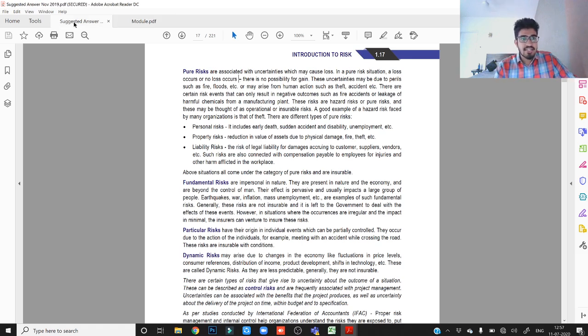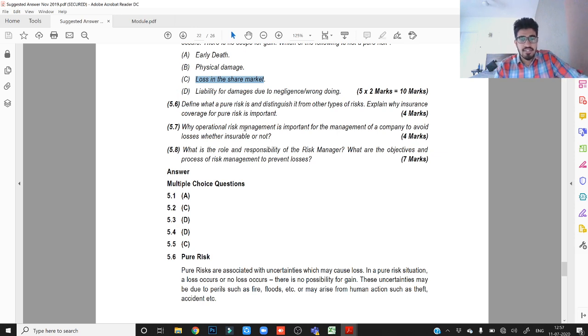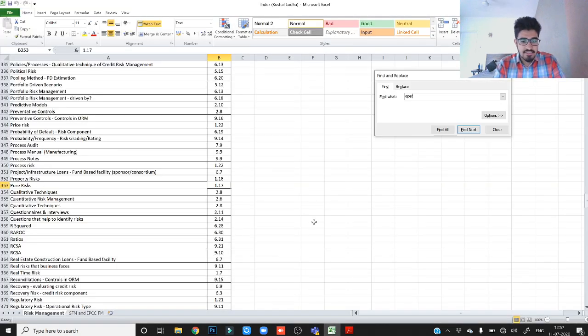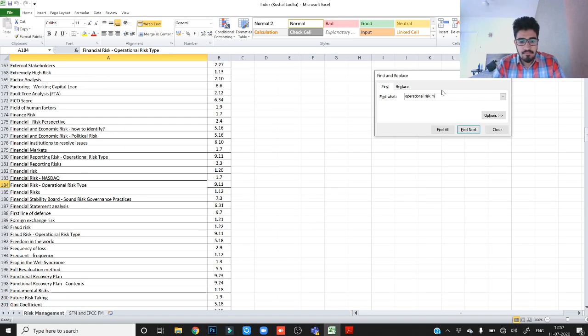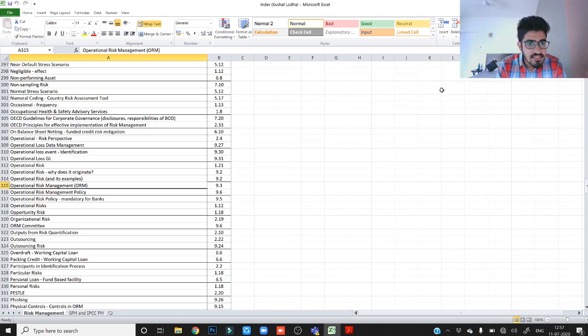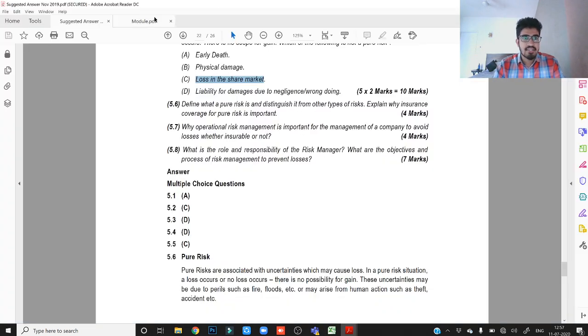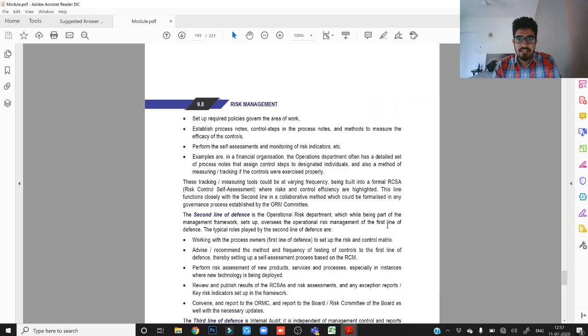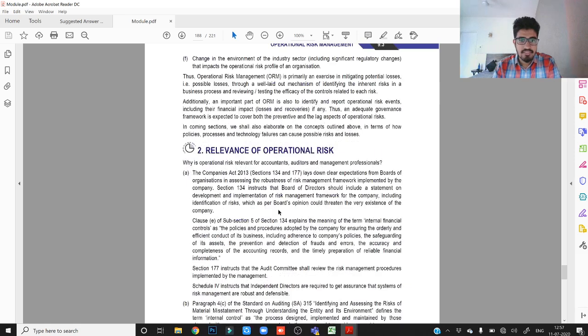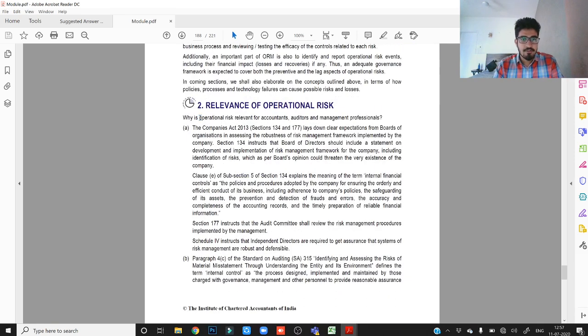I'll explain in the next question also that I did not write the entire content and just wrote whatever was relevant. Why is operational risk management important for the management of the company? Go to the index and find operational risk management. It is given on page 9.3. I'll quickly go to page 9.3 and I'll get the importance of operational risk management. See, relevance of operational risk. So why is operational risk relevant for accountants, auditors and management professionals?